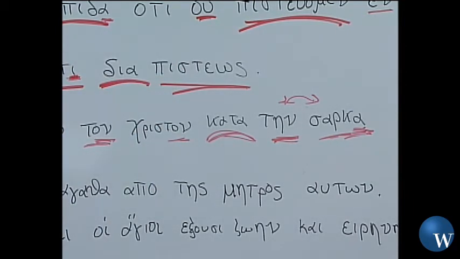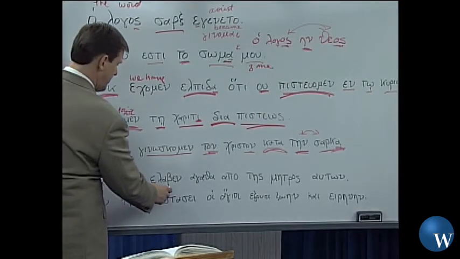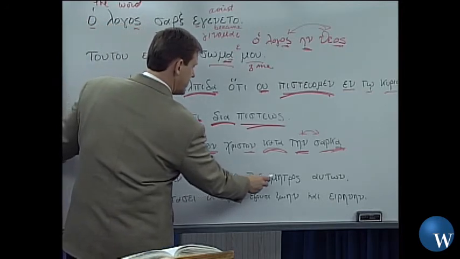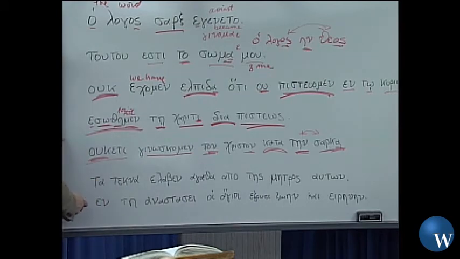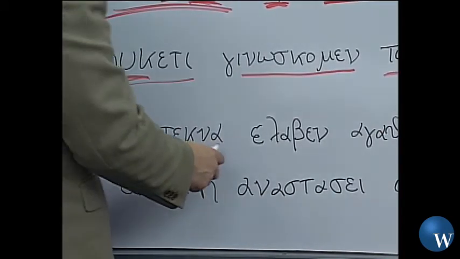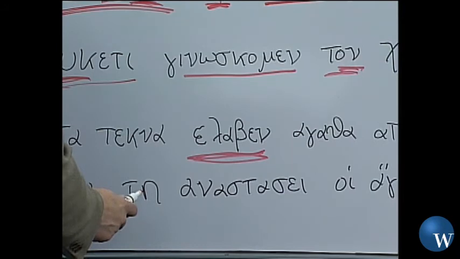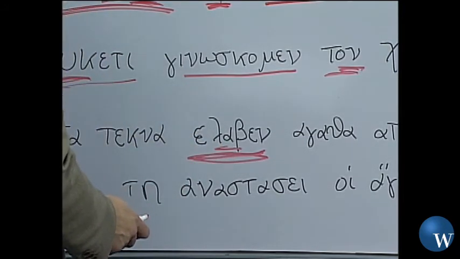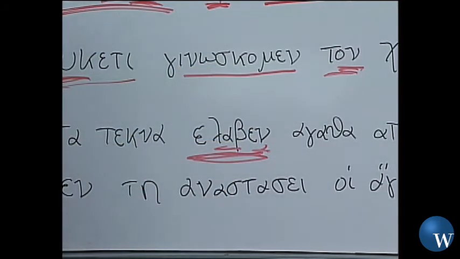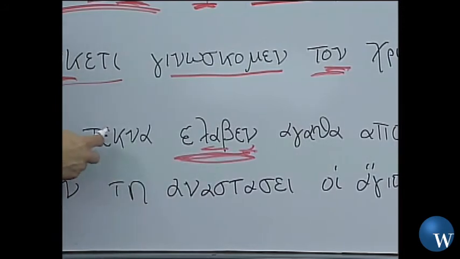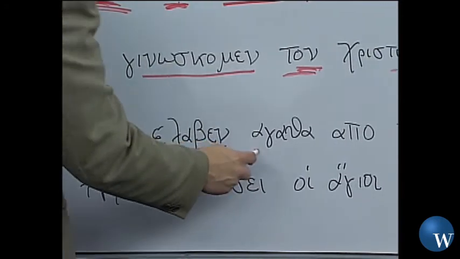All right, let's take a look then at this next sentence here. Ta tekna elaben agatha apo tes metros auton. Now, this is our word for the children, so the children, plural. Elaben, here's our stem changer, a second aorist verb. That may not look like it, but it's actually from lambano. We have to have the nu on the third person to agree with our neuter here, the children. So anyway, the children received, and then agatha.